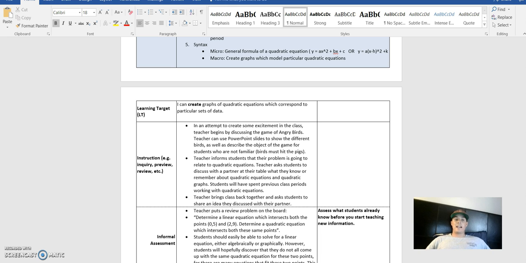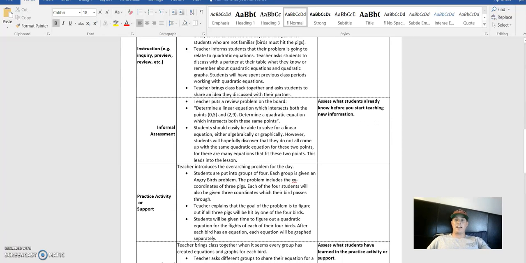And then also tie this idea to prior knowledge, to what students know about quadratic equations, as far as general form or whatever they've learned in the past. This is where we're going to get back into that discourse and ask students to talk with each other about what they've learned in the past, what they remember, what they don't remember. Then ultimately the teacher is going to bring the class back together and ask students to share what they discussed with their partner.